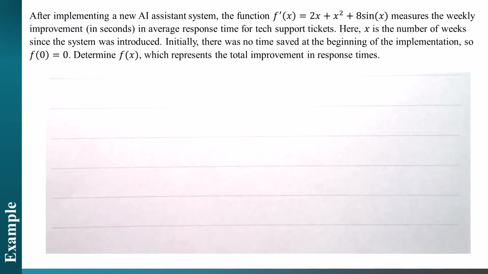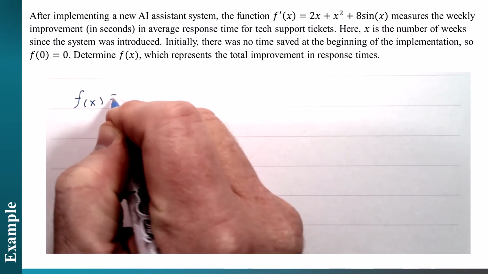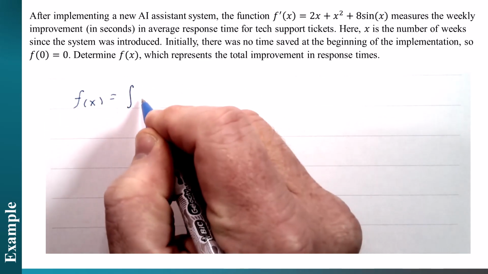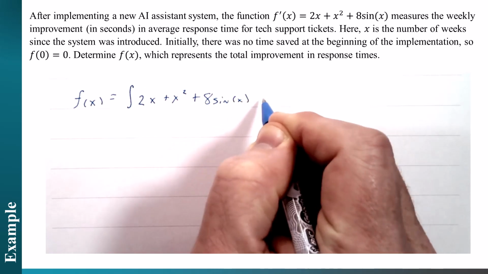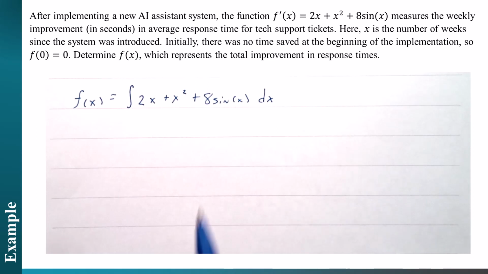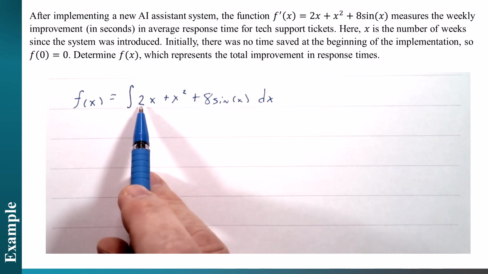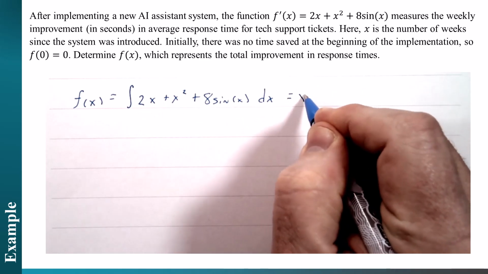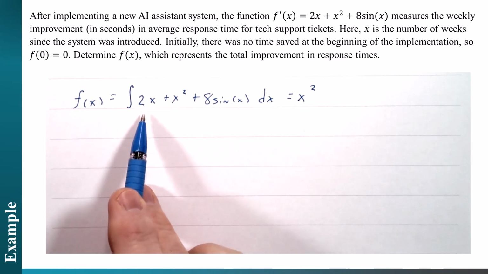So in this problem, we're given the derivative, f prime of x equals 2x plus x squared plus 8 sine of x. So we know that f of x will be the antiderivative of that, or the integral of it. Well, let's go through and see if we can find the antiderivative. I think we could probably do this first part right here pretty easily. The antiderivative of 2x is just x squared. It's easy to check that the derivative of x squared is 2x, so that's a pretty straightforward one.